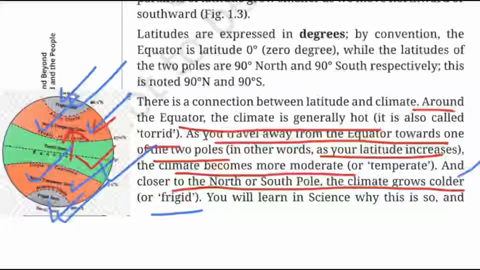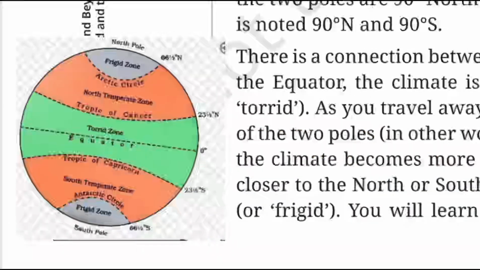So you understand the connection between latitude and climate. If you are moving from the equator towards the pole, temperature is decreasing, isn't it? So if the latitude is increasing, what does that mean? Latitude increasing means we are starting from the equator, that is 0 degrees.